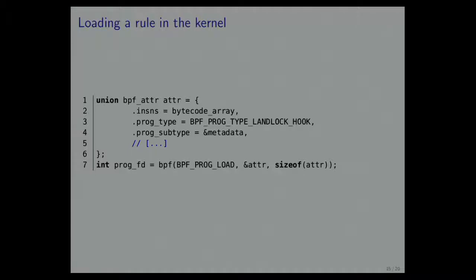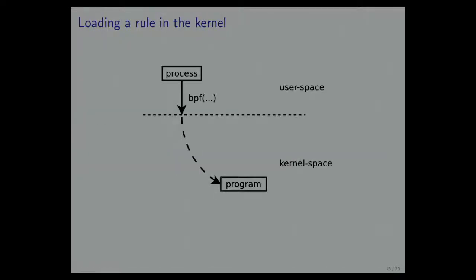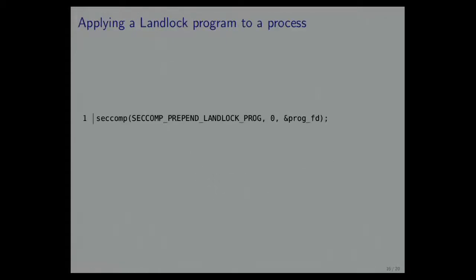So once you've written your Landlock program and the Landlock metadata, you need to load this in the kernel. For this, we use the BPF syscall with a prog load command and some attributes containing mainly the BPF bytecode, the BPF type, which is here Landlock hook, and then the metadata, which are specific to Landlock, that we saw just before. So the process calls the BPF program and loads the program in the kernel.